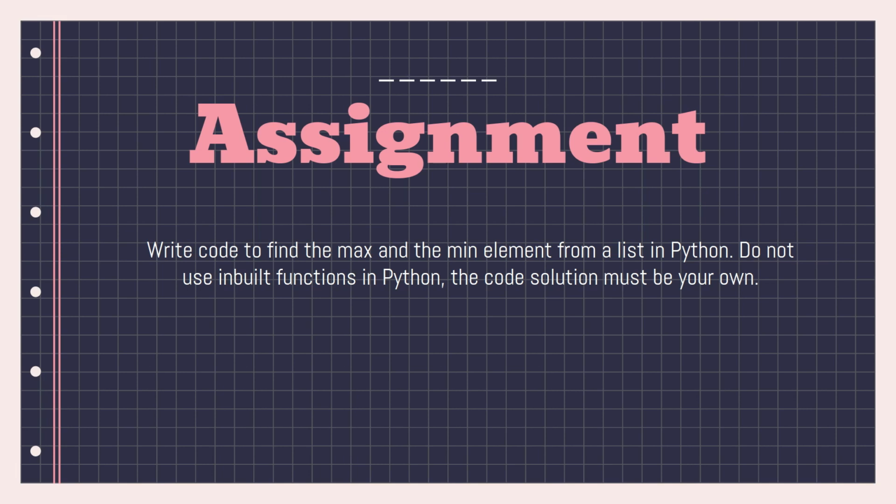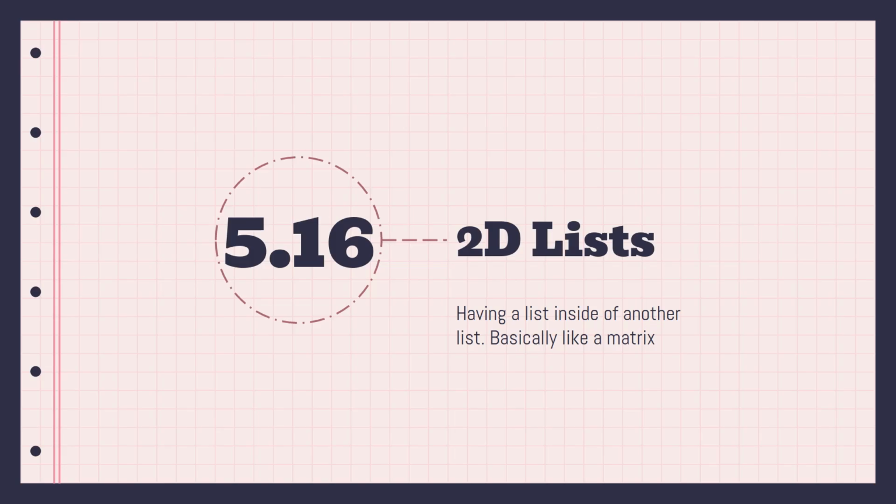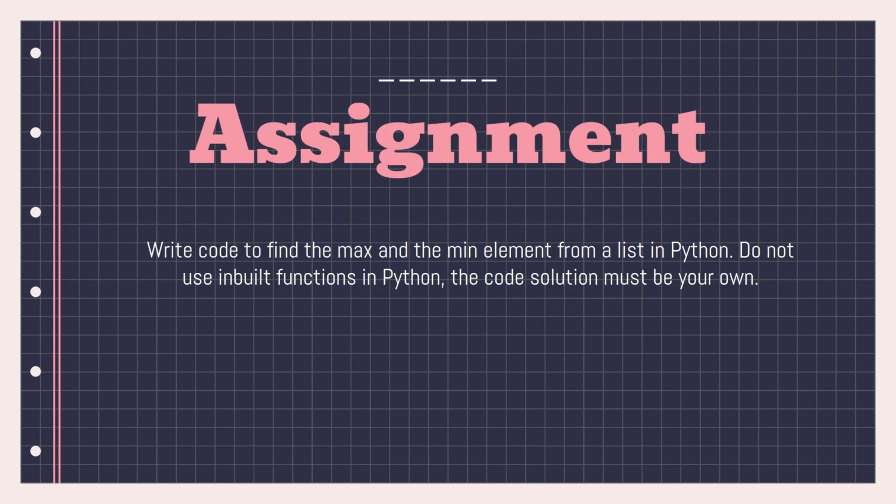Let me just give you a hint. You can just use a loop, iterate through the list, and find out what's the biggest element of the list. So that's your assignment, and in the next video we're going to write the solution to this assignment. We're also going to look at 2D arrays in Python, right? 2D lists.